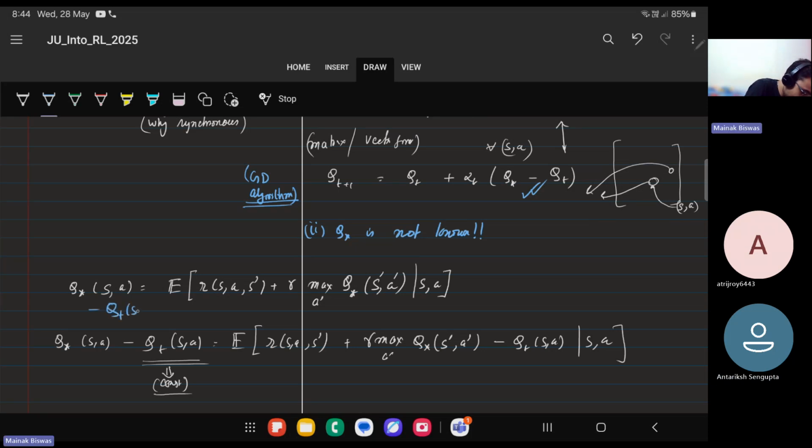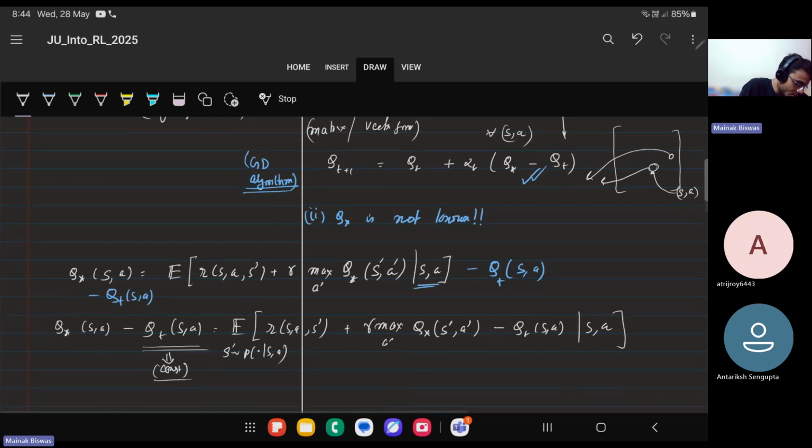Yes. So I will write this over here as well so that you will understand. Qt of s comma a: this is the constant because s and a are given to us. So I can take it inside the expectation. And the only random variable here is s dash, sampled from the Markov decision process. Very nice. So this is what my gradient descent update is, yes or no? The value of the gradient. Do you agree? Yes. The value of the gradient is this because this is equal to Q star minus Qt.